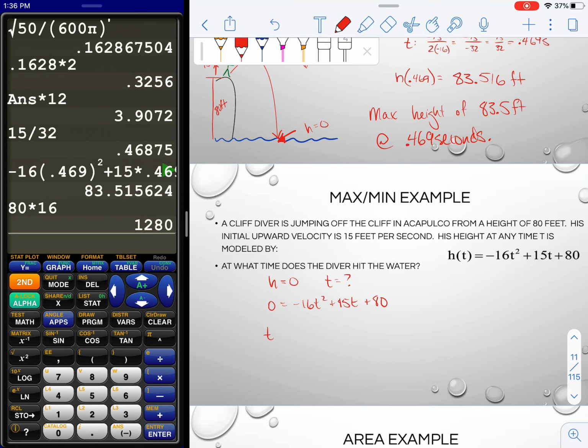So let's make our life easy. Let's just use the quadratic formula. So t is going to equal negative 15 plus or minus the square root of 15 squared minus 4 times negative 16 times 80, all divided by 2 times negative 16. Okay. We can go through and simplify that.